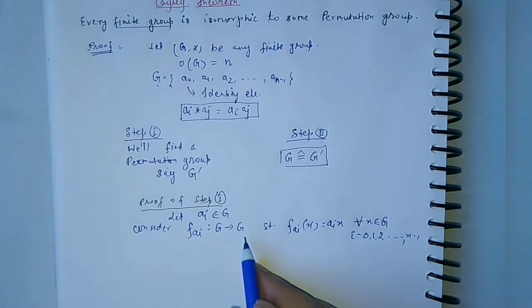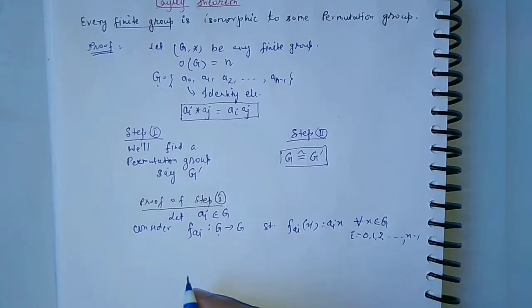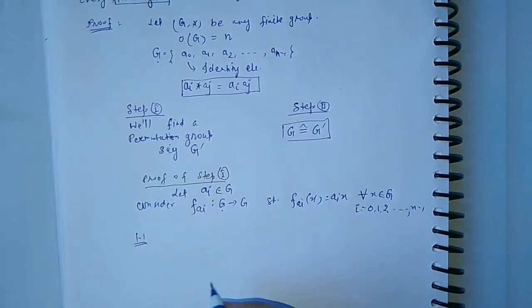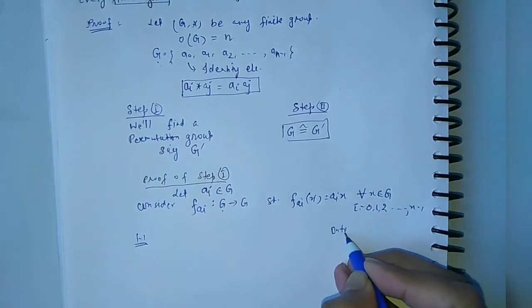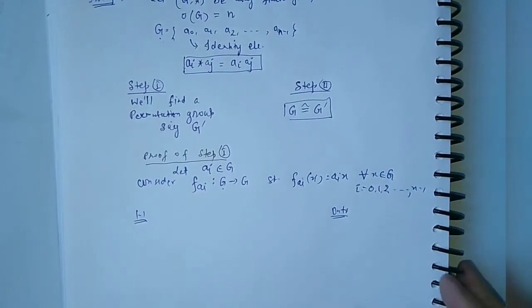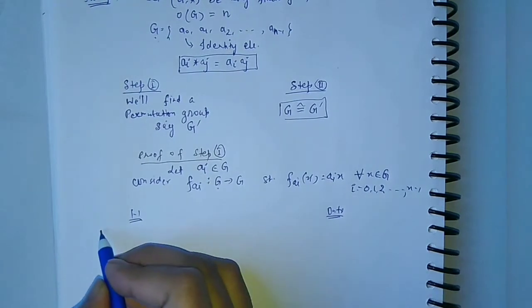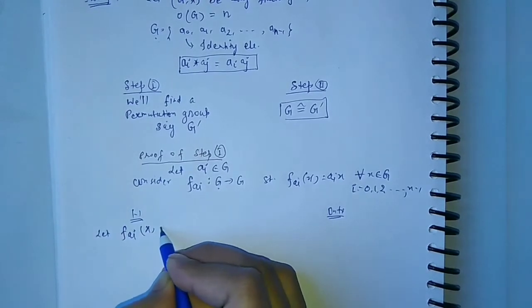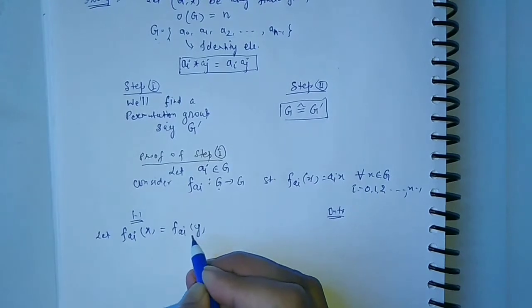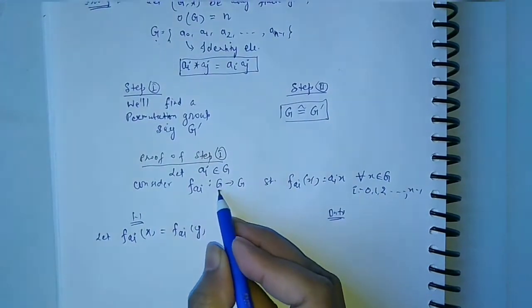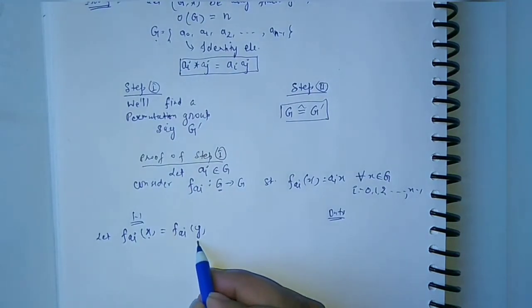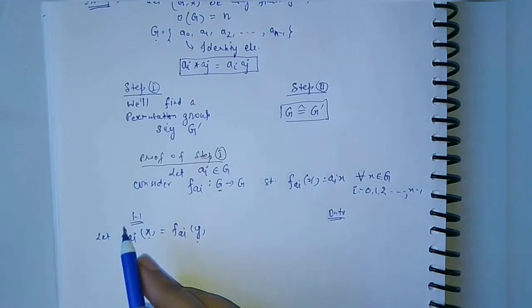So these are the n functions defined on the group G. Now we are going to prove that these functions are permutations. For this we will have to prove that they are both 1-1 and onto. So first we will prove that f_Ai is 1-1. For it, let f_Ai(x) be equal to f_Ai(y), where x and y are two elements from the domain G. And we will prove that x is equal to y. Then we can say that f_Ai is 1-1.